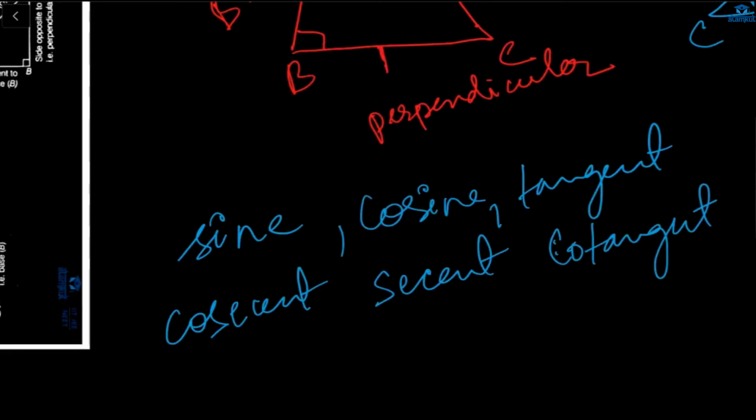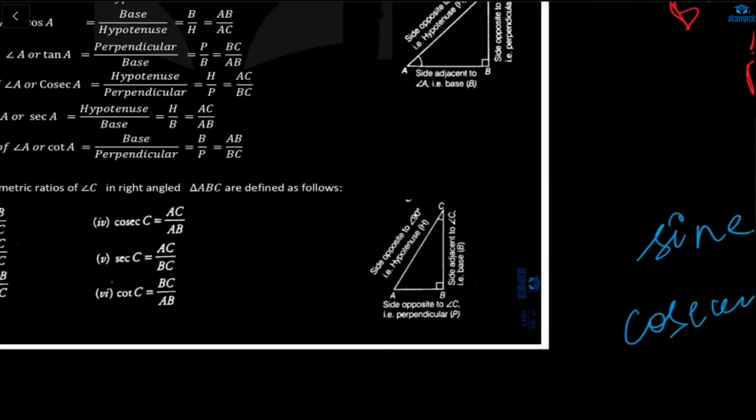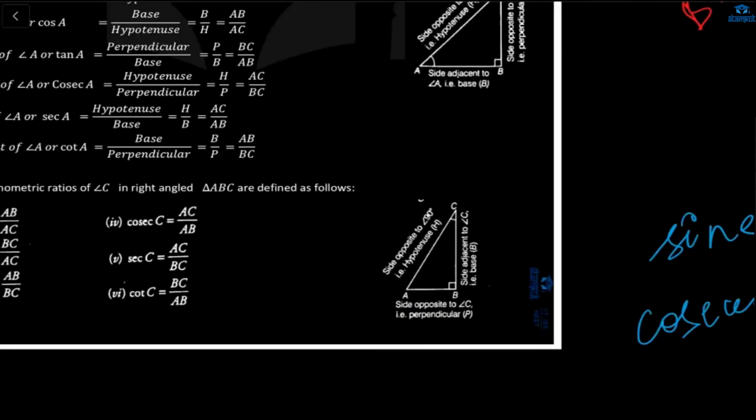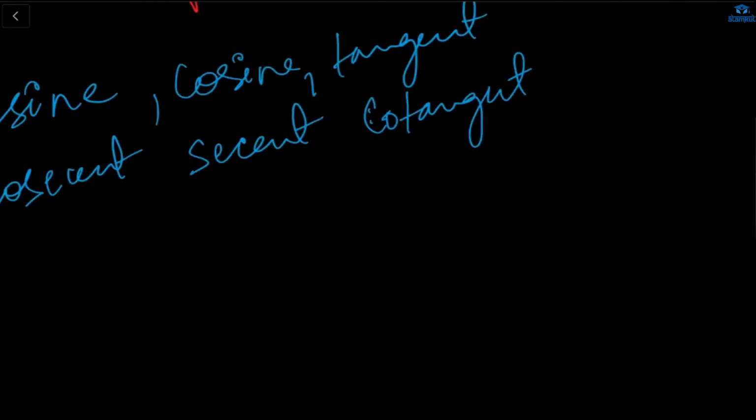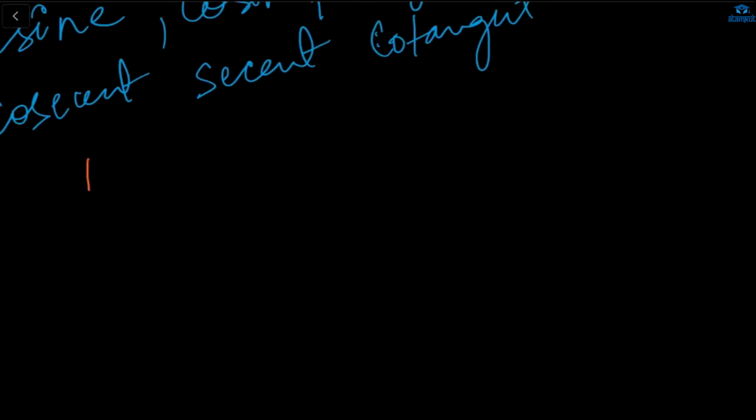Now how are we going to measure each of them, like sine? What do you mean by sine? First of all, sine of angle A, or you can say sine A. Now I'll draw one more triangle here. It's Pythagoras theorem. No, it's not Pythagoras theorem. I have started a new chapter, that is trigonometry. Okay, I got it.